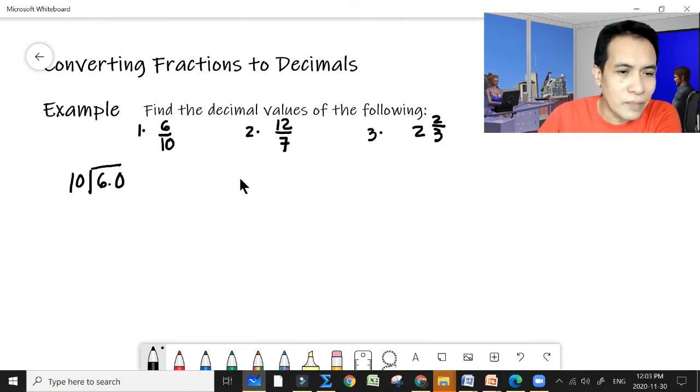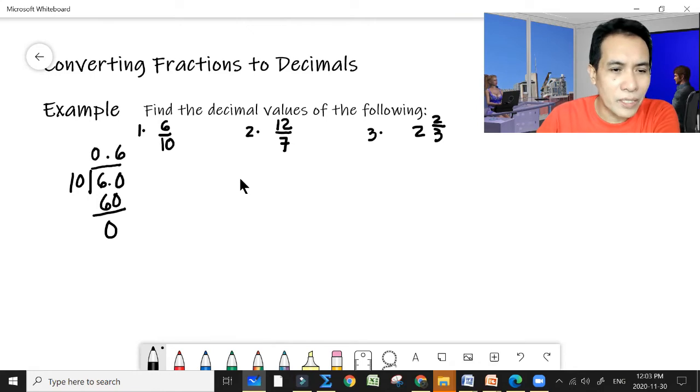So let us ignore the decimal point here. 60 divided by 10, that's 6. All right, 6 times 10, that's 60. We subtract, that's equal to 0. This is not yet the final answer because we have a decimal point here, so we will have to put the decimal point here. So 0.6 is our quotient. To check if our answer is correct, 0.6 times 10 is equal to 6. So the decimal value of the fraction 6 over 10 is 0.6.